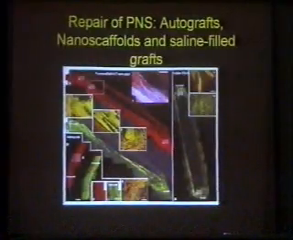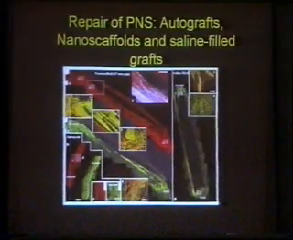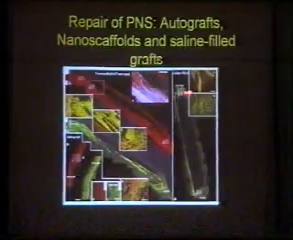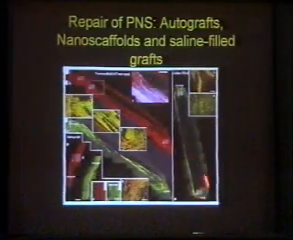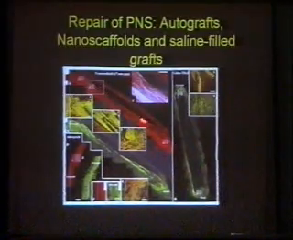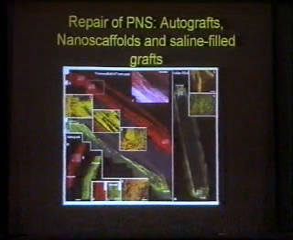So here's the data. This is a very complicated slide, but I'll take you through the relevant things. This is just from a pending publication. So if you have an empty channel, nothing grows. Okay, so this is proximal, this is distal, it's completely empty. The red here is nerves, and the green is Schwann cells, and if you see yellow, it is both nerve and Schwann cells.